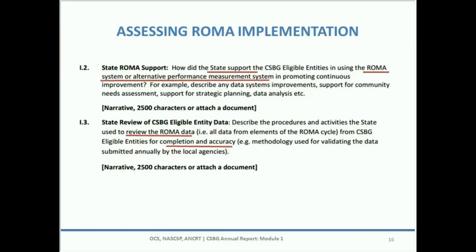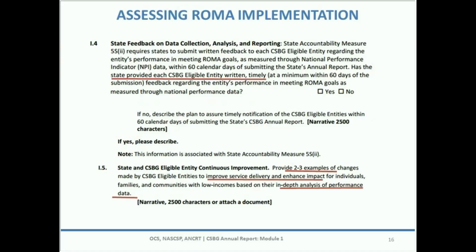The idea is to look for completeness and accuracy of this data. So how is the state validating that the information that's submitted by the local agencies is complete and accurate? And then I.4 is about feedback, state feedback. According to the state and federal accountability measures, states are required to provide written and timely feedback to each eligible entity.